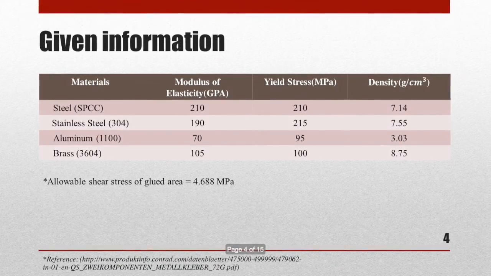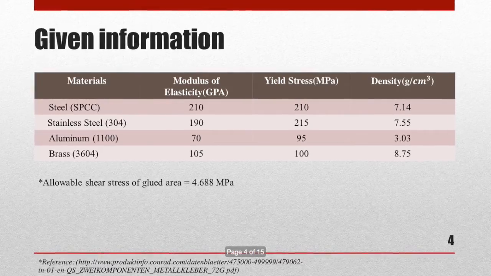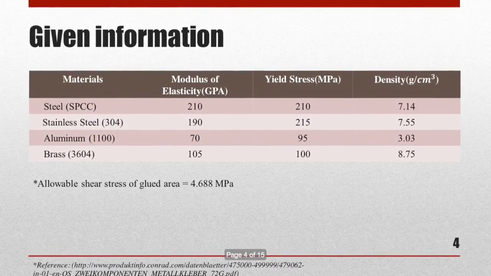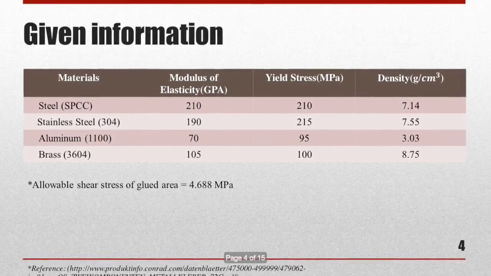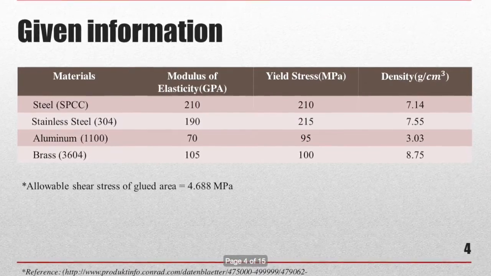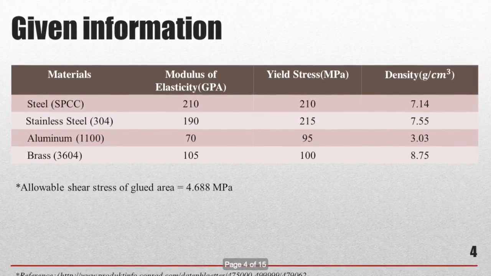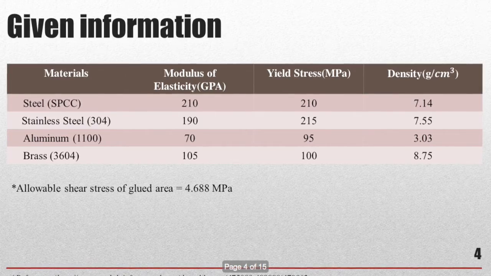From the given information, we can notice that brass has a yield strength near aluminum, but its density is 3 times more than aluminum, so we do not want much brass in our beam.